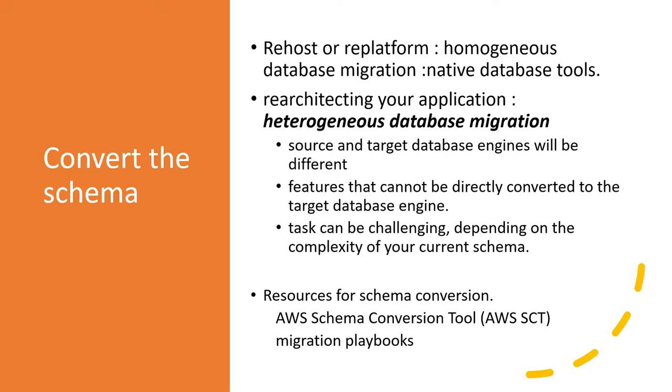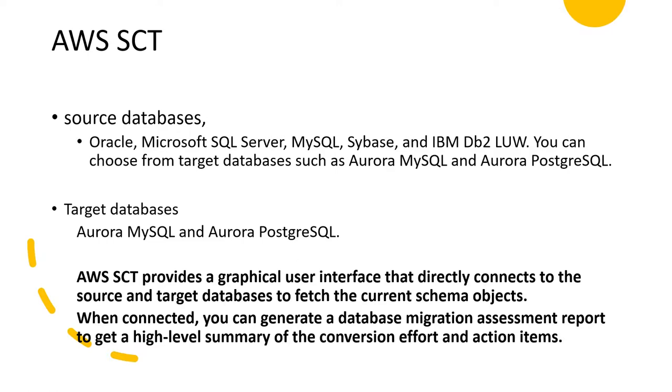paid as well. In case you are going for the heterogeneous migration, you have to make sure that you convert the schema. For example, you have to use the Schema Conversion Tool, which comes as a bundle from AWS, which can convert the Oracle schema to a PostgreSQL compatible schema. This is something which can be done by the AWS SCT, Schema Conversion Tool. It converts the source to the target compatible schema, and it gives you a graphical GUI mode wherein you can connect to your source and target.